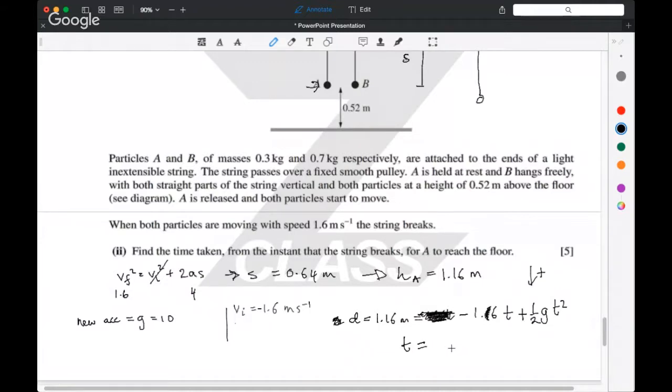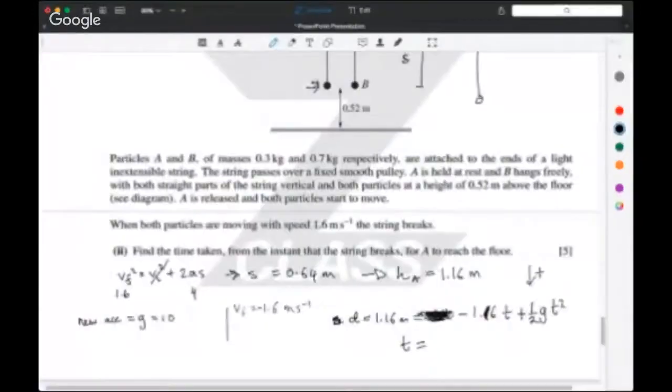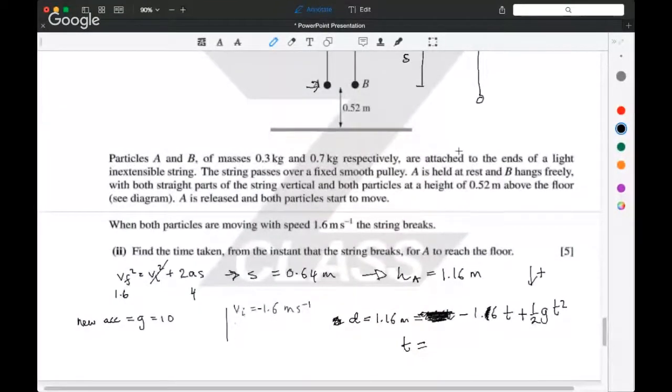Sorry, one of them will come first. One of them will be applicable. So usually in these situations when you've got times and you want the time something reaches the floor, you're not interested in any negative times, because you can't have negative time, because that would be before your experiment started.